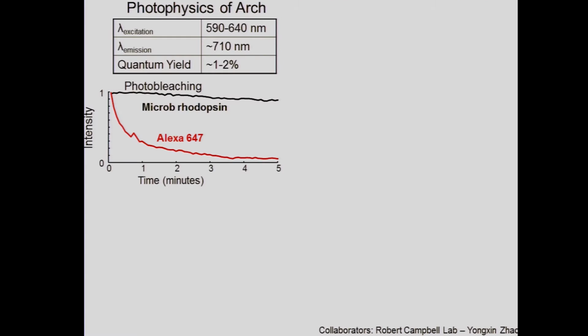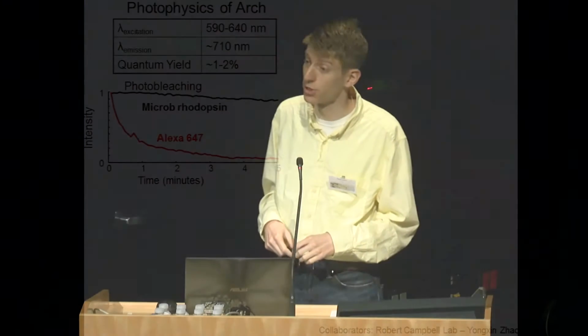Great. So now I'll tell you a little bit about the spectroscopy of this protein. We excite it with orange or red light, and it emits in the near infrared. This is very convenient for biological imaging because these are wavelengths of good tissue penetration and very low phototoxicity and autofluorescence. The quantum yield is terrible. For our best mutants, it's about 1 or 2%, so 50 or so fold dimmer than GFP.